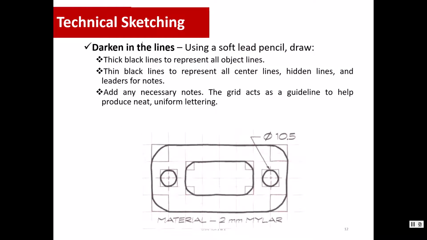And then after you get the rough sketch, you can darken the lines. So you darken the lines. This is the sketch that you want, the object that you want like this. You darken it by using a bit darker pencil.